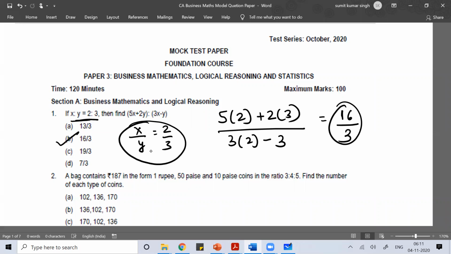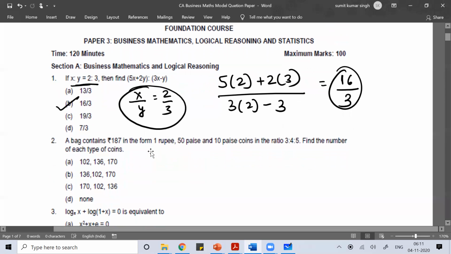Fine. Anyone have any doubt? If you have any doubt, feel free to ask in the comment section. I don't think you will have any doubt. This is a very easy problem. The ratio of x is to y is 2 is to 3. If you wanted, you could have written, like many people traditionally do, x is equal to 2a, y is equal to 3a, and then substituted. But ultimately, a and a will get cancelled. So it doesn't matter how you want to do it, you will get the same answer.